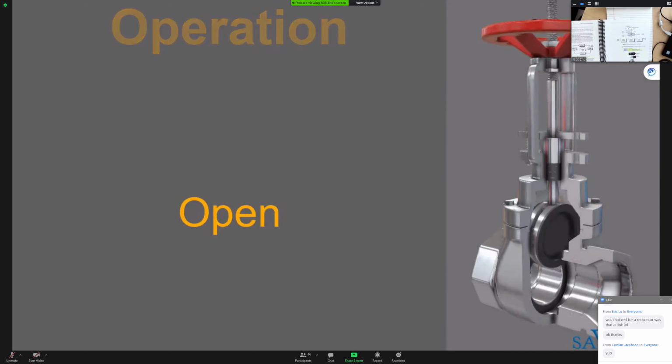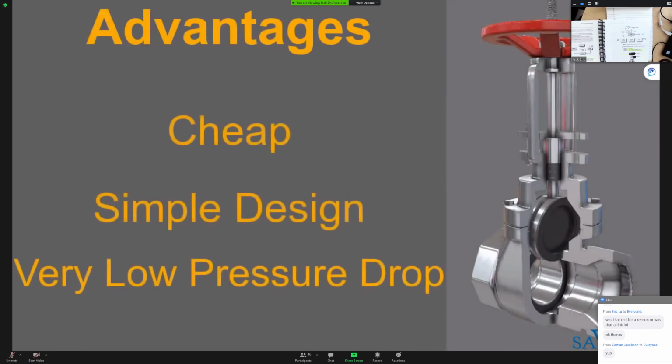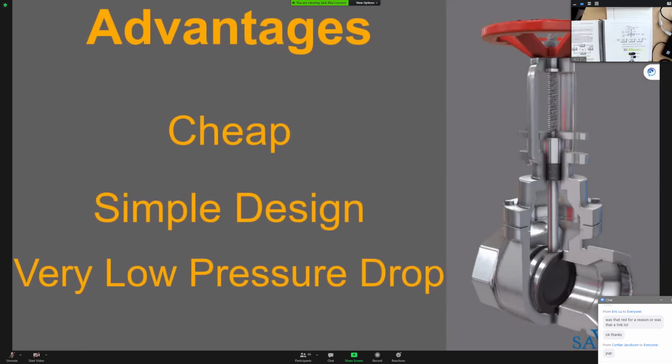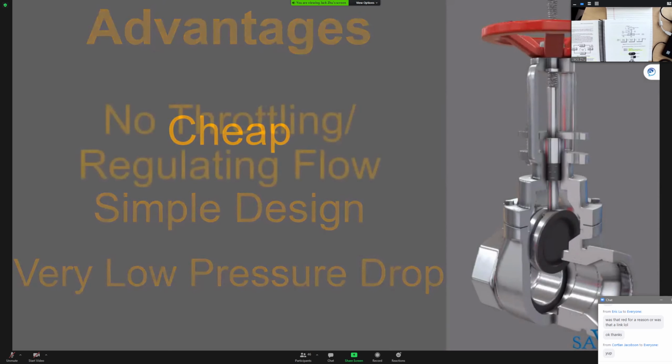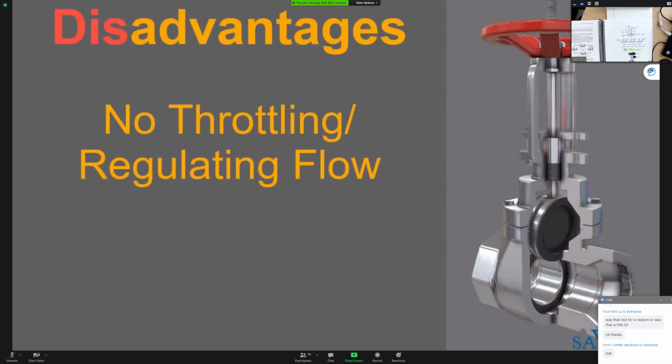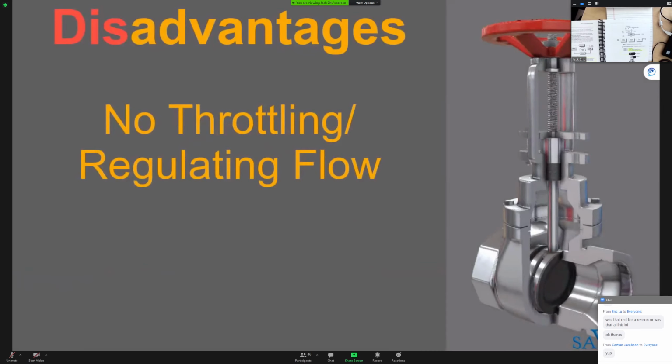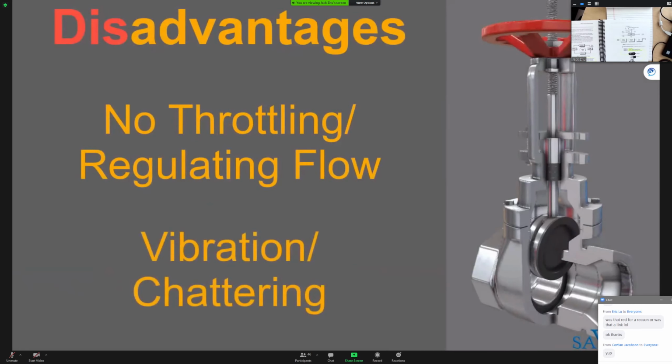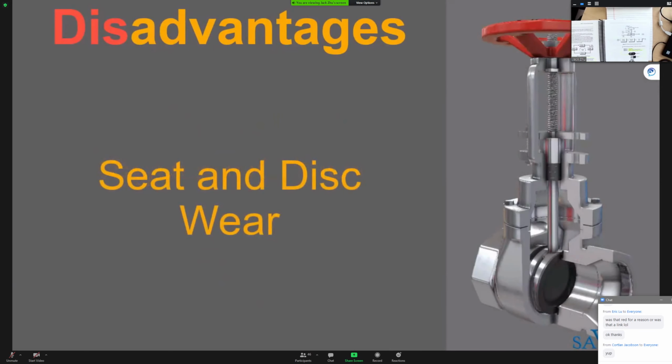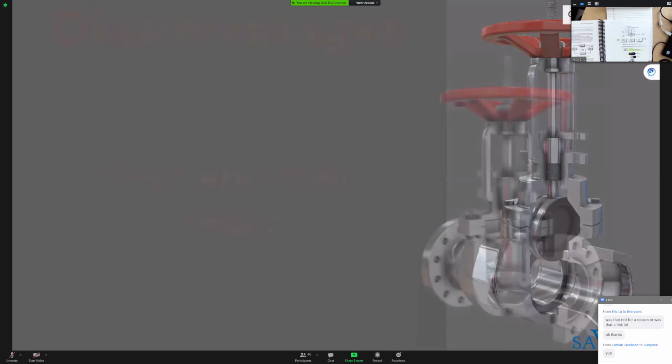The major advantages with the gate valve are that it is cheap, has a simple design, and there is a very low pressure drop across the valve when it is fully open. The major disadvantages with gate valves are that they are not suitable for throttling applications. They're also prone to excessive vibration when only partially open. Compared to a globe valve, they are more susceptible to seat and disc wear and potential leaking.